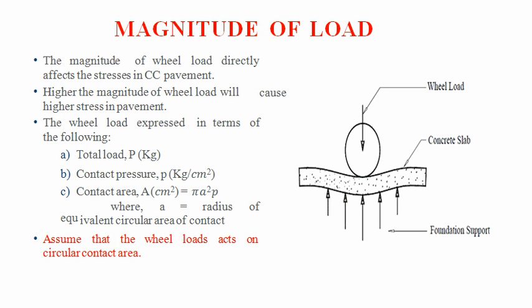As we have discussed earlier, whenever a wheel comes in contact with the pavement, the contact between the tire and the pavement will basically be in an elliptical form, but for design purposes it is assumed to be circular.